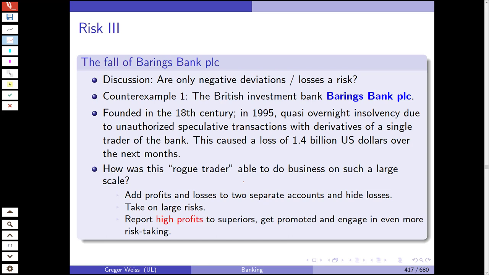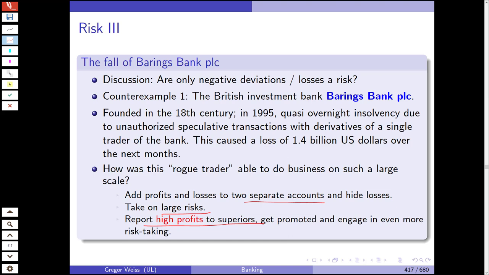But in 1995, after adding profits and losses to two separate accounts, taking on large risks and reporting high profits to superiors, he got promoted. And what then happened is, in 1995, we had the great Hanshin earthquake in Kobe and Osaka in Japan, and that drove the Asian stock markets into a negative spiral. It caused them to lose a lot of money. And he was no longer able to hide those financial losses. So he fled the country, and later on, he eventually was arrested by German police at Frankfurt Airport.